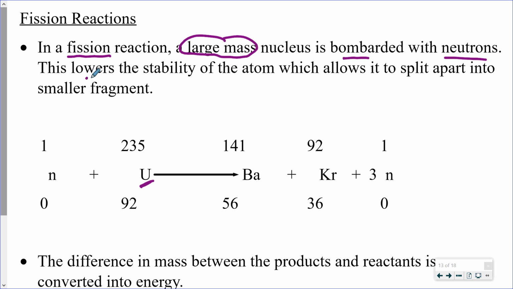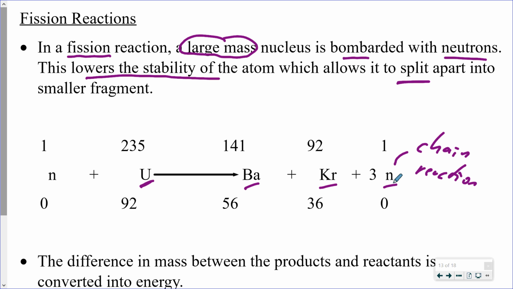So that's going to lower the stability of the uranium, eventually allowing it to be split apart into the smaller pieces, which are barium and krypton, and some more neutrons. So more neutrons being generated is eventually what leads to this being a chain reaction, because we now can have these neutrons bombarding more uranium and just continuing to keep this reaction going. So the key here is that we're taking something big and we're splitting it into things that are smaller.